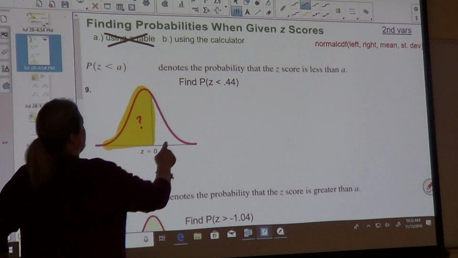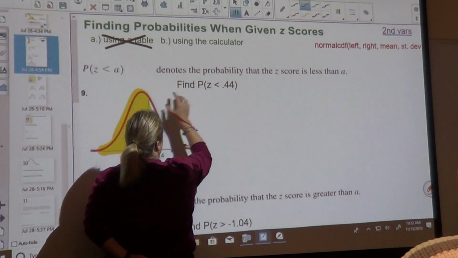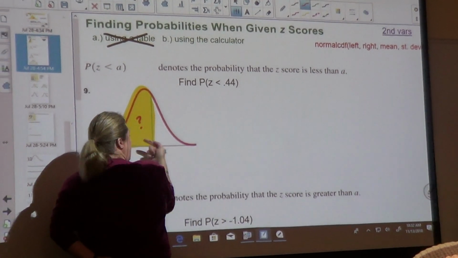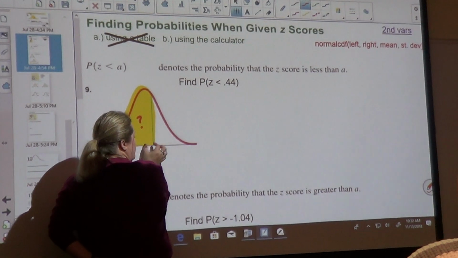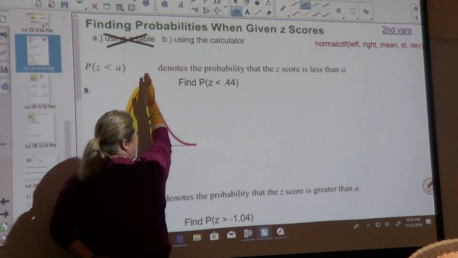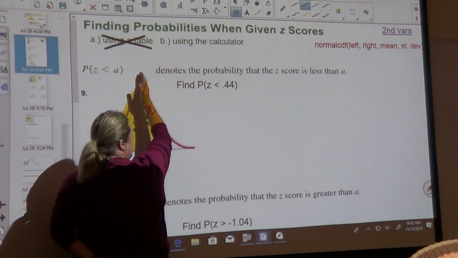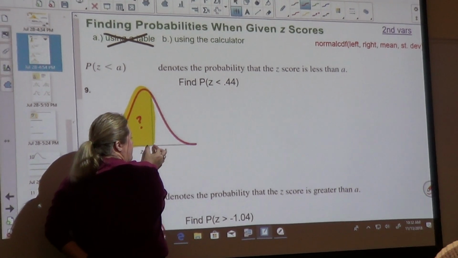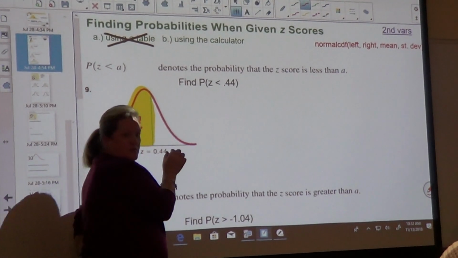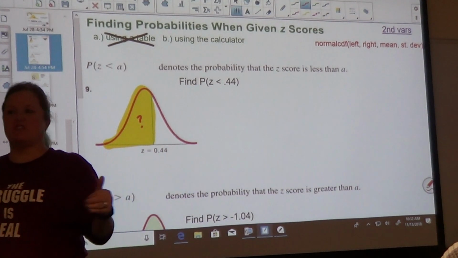So it says, find the probability if the area is less than this z-score. And remember, your z-score is your jumps from your mean. So if this is my mean, we are 0.44, or about half a jump. Calculator's going to do everything for you.